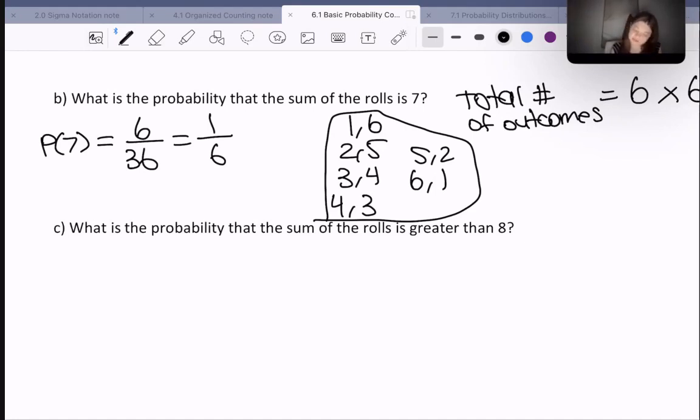Okay, so let's do it. So if we want a sum of rolls that is greater than 8, I thought it was greater than or equal to 8. Okay, so actually scratch the 15 over 36. That wouldn't quite be right. That means it's either 9, 10, 11, or 12.